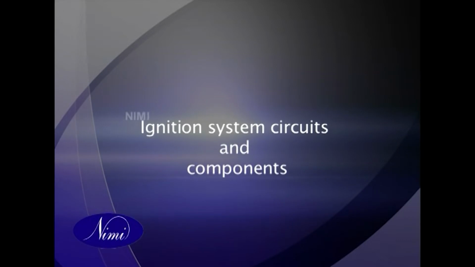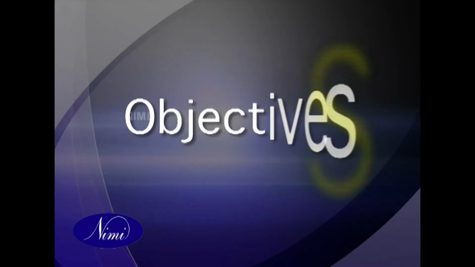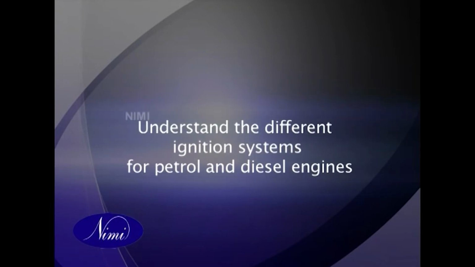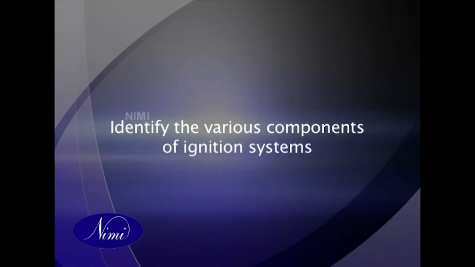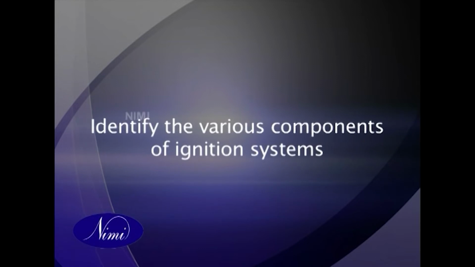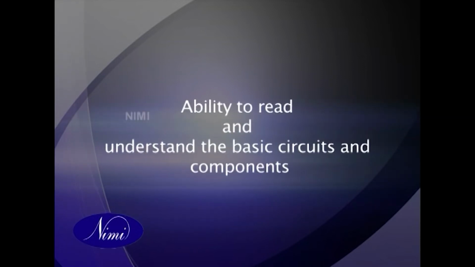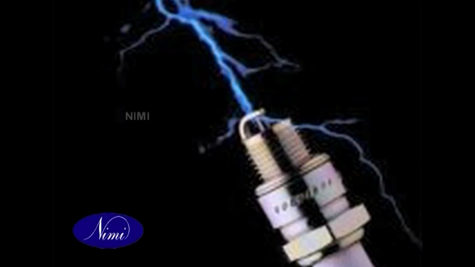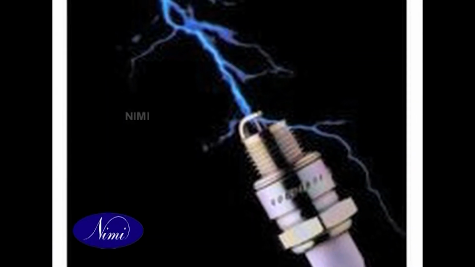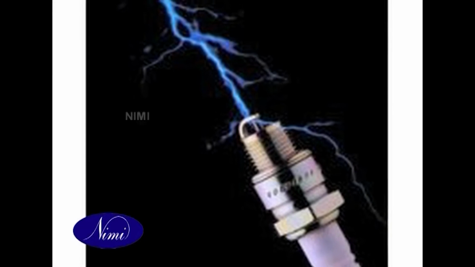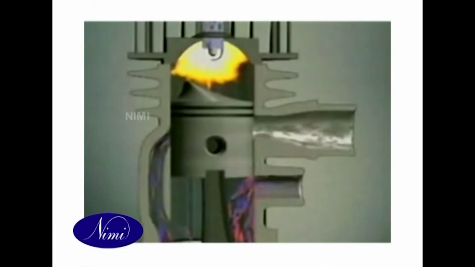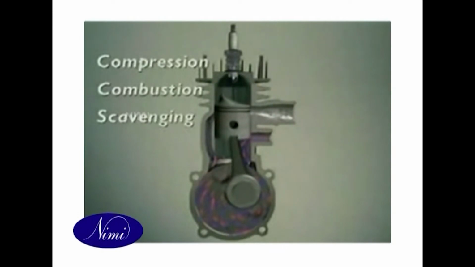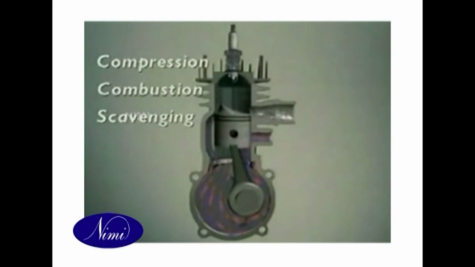Ignition system circuits and components. Objectives: understand the different ignition systems for petrol and diesel engines. Identify the various components of ignition systems. Ability to read and understand the basic circuits and components. To start the petrol-air mixture burning, the sparking plug must generate a good electrical spark. This must occur just before TDC, top dead center, as the piston nears the end of the compression stroke.